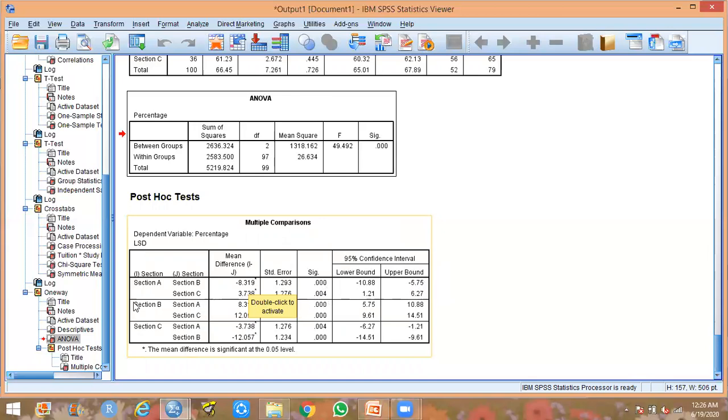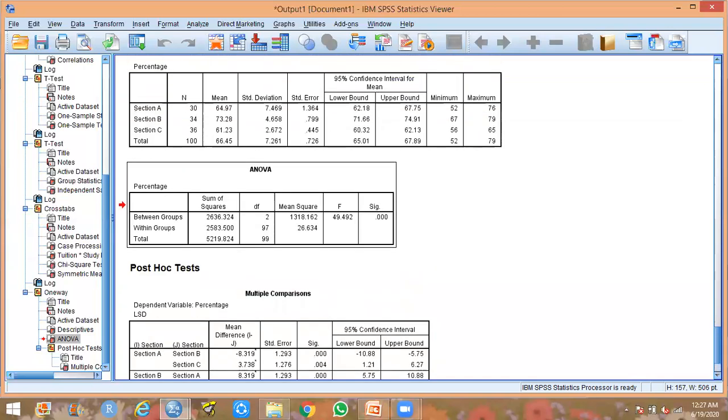Again, B with A and C, C with A and B, all are the same. Finally, you could observe that there is a significant difference between the academic performance of the students among the three sections A, B and C. Section A mean marks are 64.97, section B 73.28, section C is 61.23.